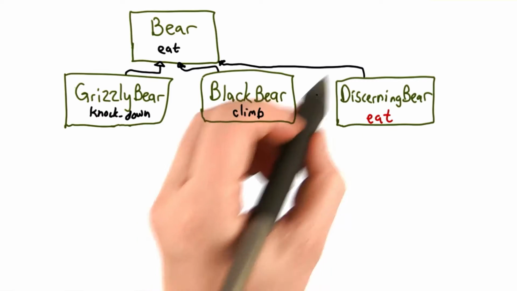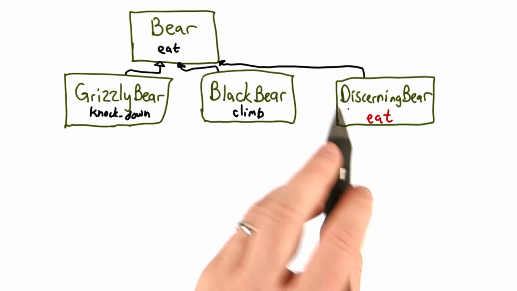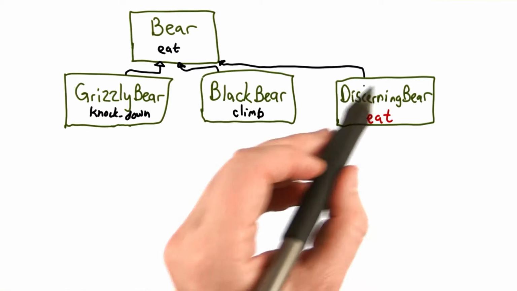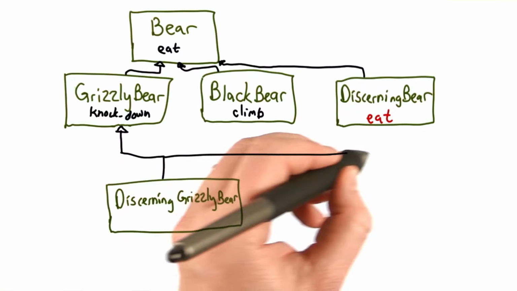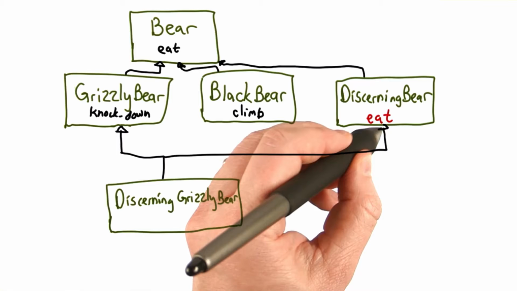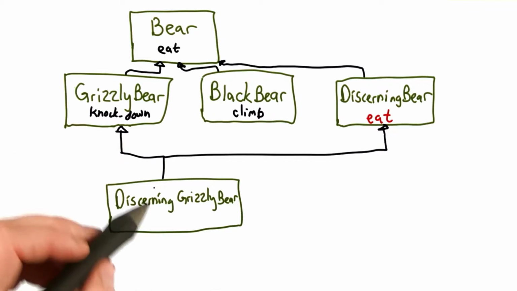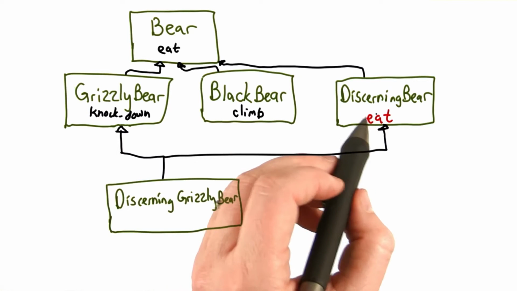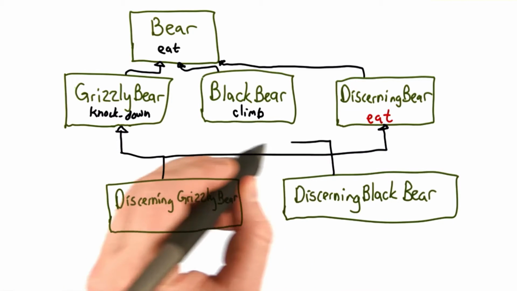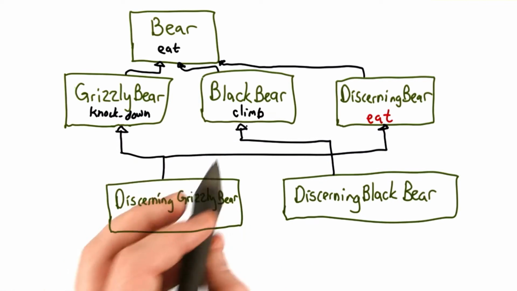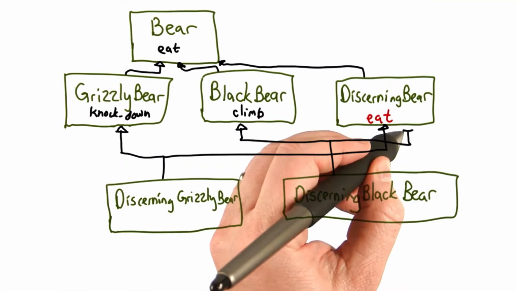We'll define a new discerning bear class, which is a subclass of bear and overrides the eat method. Then we can create a discerning grizzly bear, which is a subclass of both a grizzly bear and a discerning bear. That means it will inherit the knockdown method from grizzly bear and the eat method from discerning bear. And we could also define a discerning black bear class, which would inherit the climb method from black bear and the eat method from discerning bear.